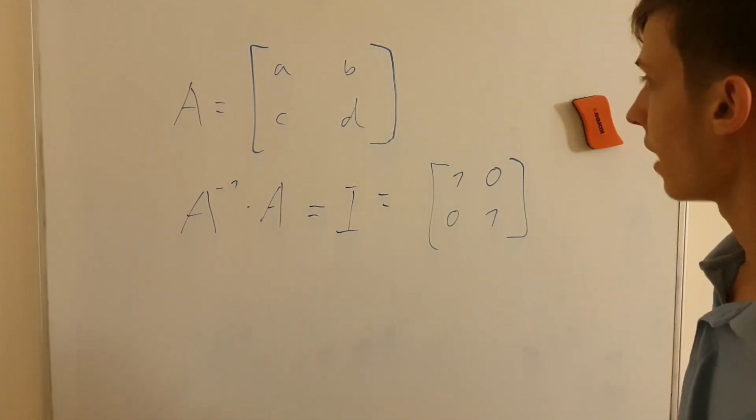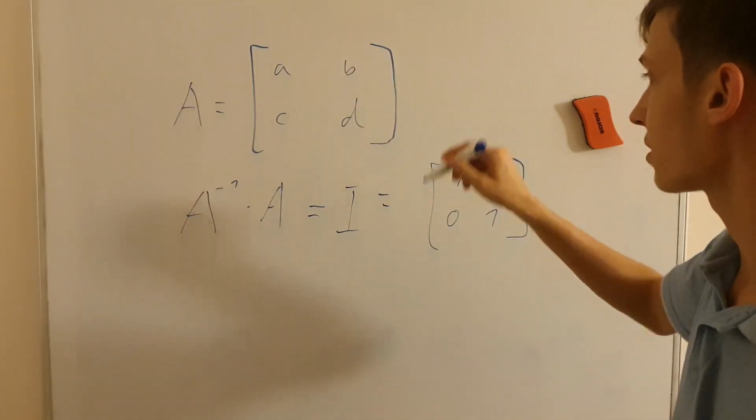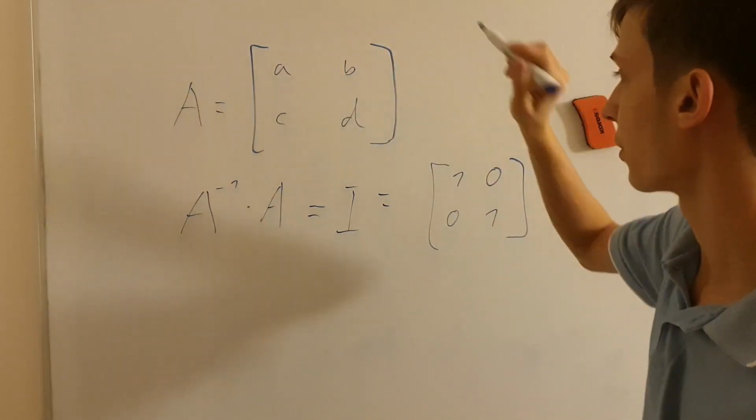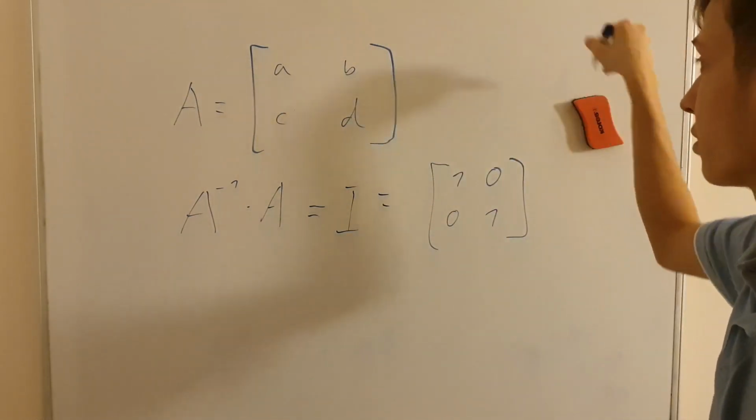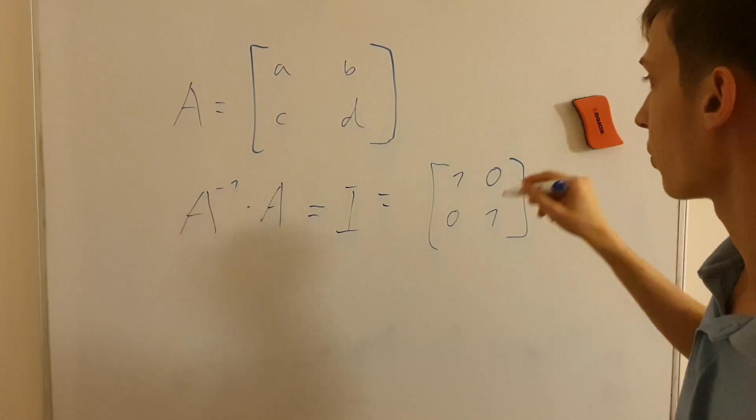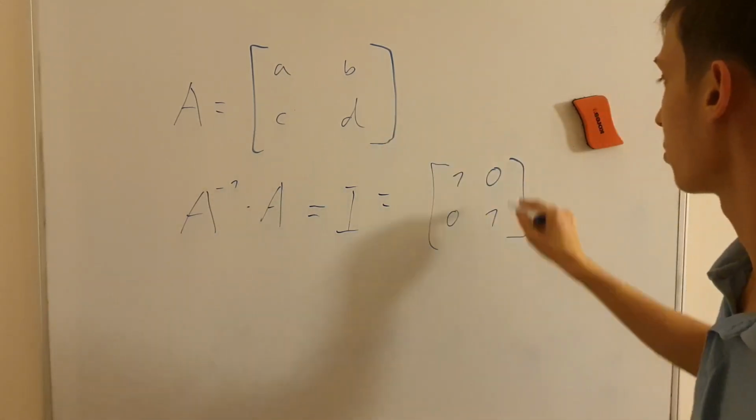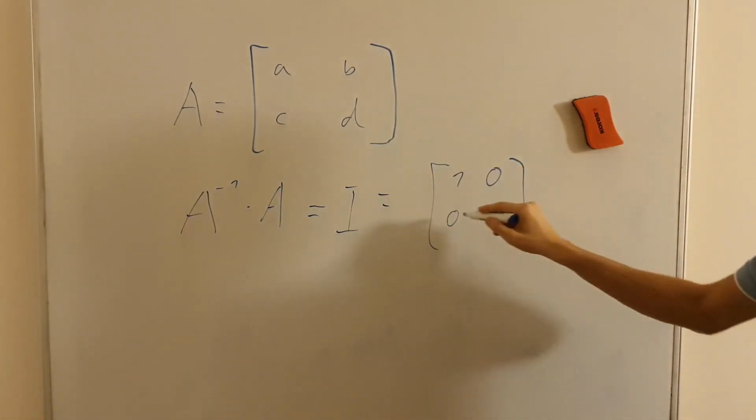The idea is that I have a 2 by 2 matrix, and whatever numbers are here, I want to multiply by another matrix so that when I multiply, the resulting matrix will have 1 and 1 here, otherwise 0.